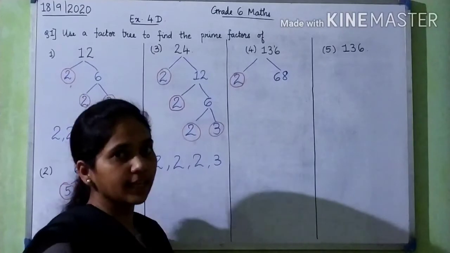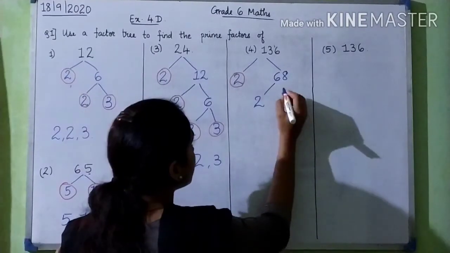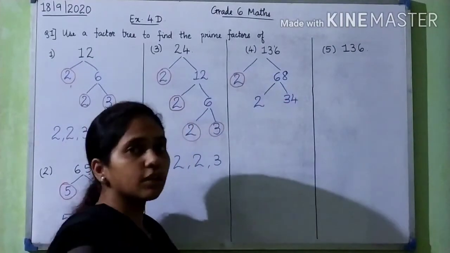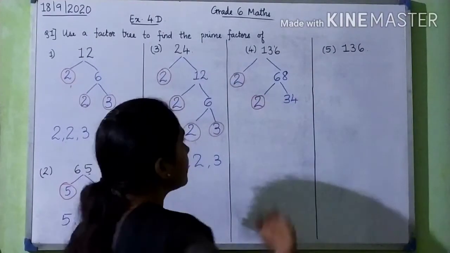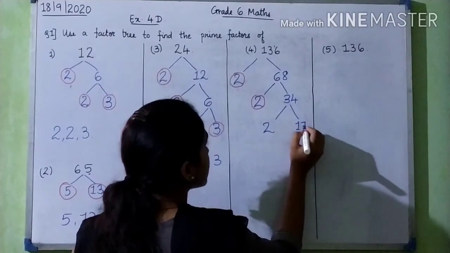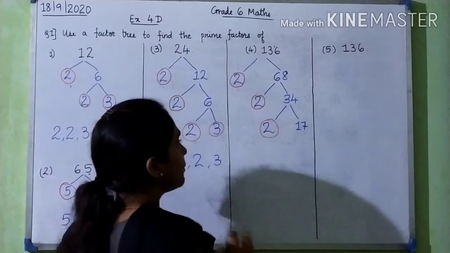Now 68 again can be divided by 2. So we write 2 into how much is 68? 2 3s are 6, 2 4s are 8. So 2 into 34 is 68, out of which 2 is a prime number. Now again 34, 2 1s are 2, 2 7s are 14. So 2 and 17 I have got. So 2 is a prime number and 17.